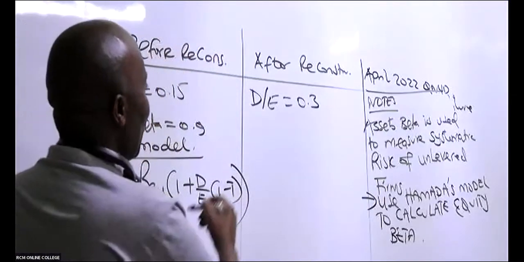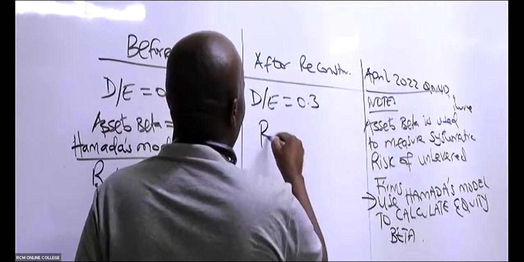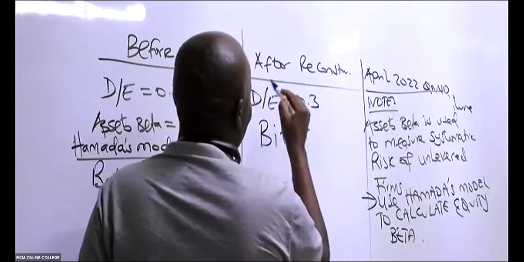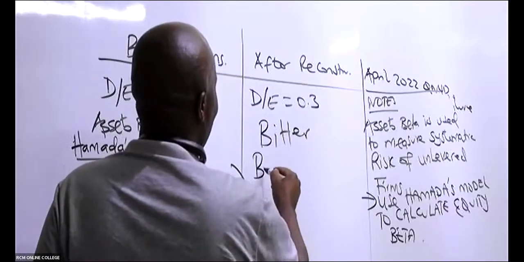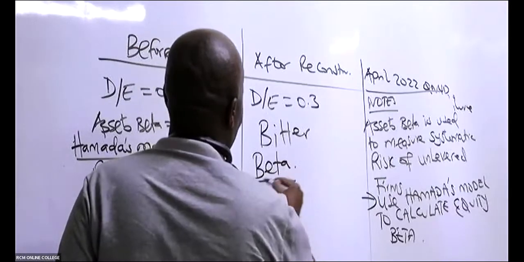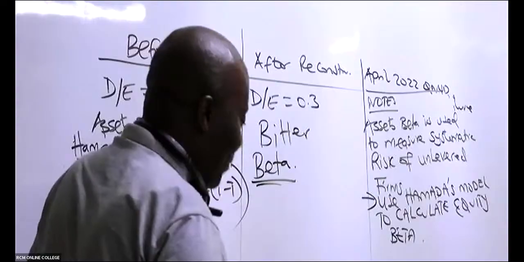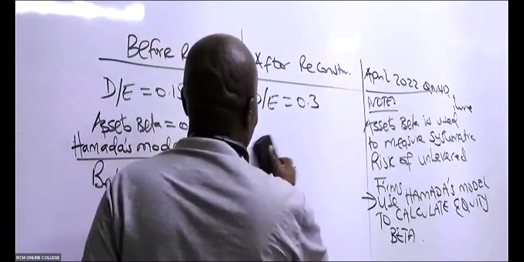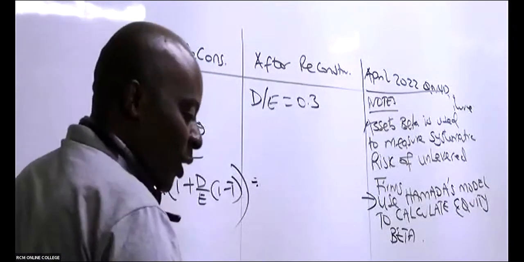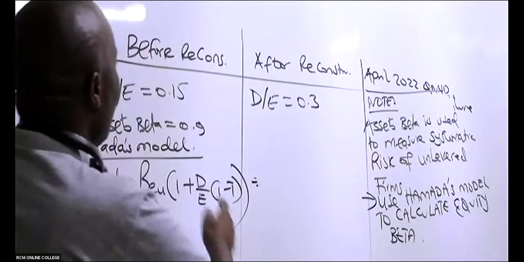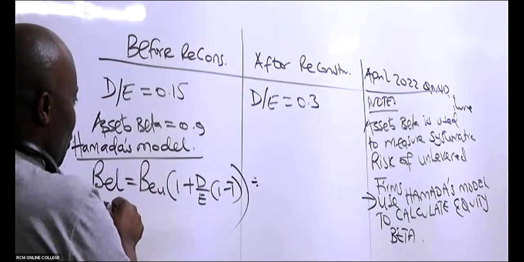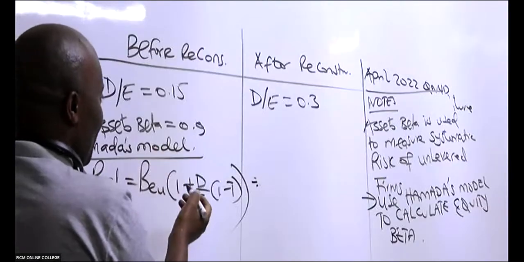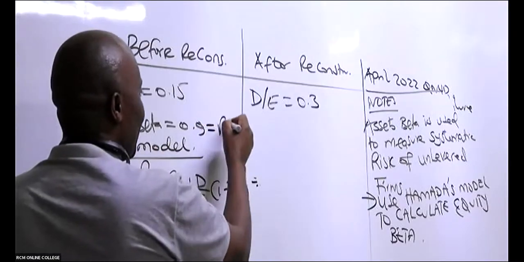Asset beta is used to measure systematic risk of unlevered firms. Please don't write beta like this; it is written like this. Then let's get BEL for this debt to equity before reconstruction. By the way, I expect you to know that this one is the same as BEU.